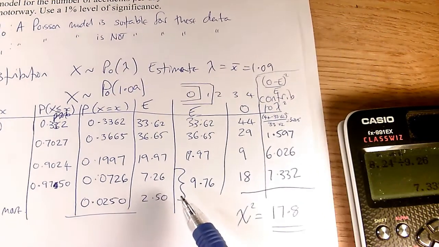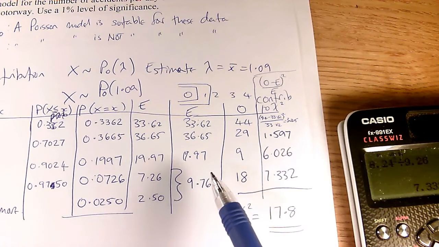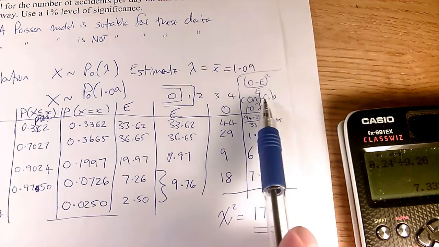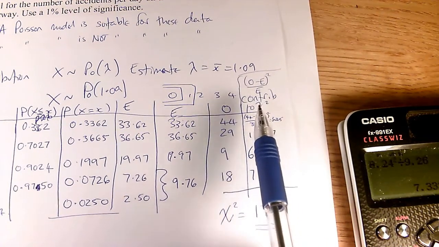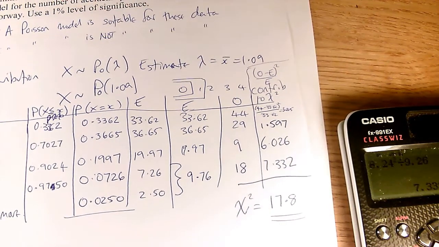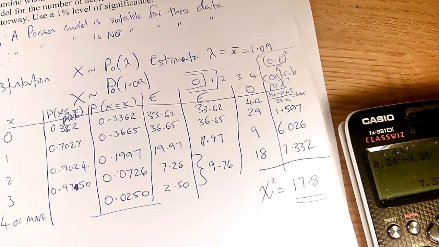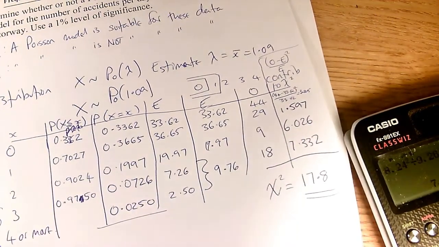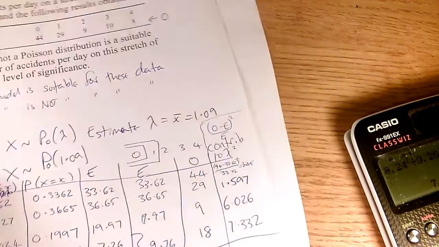Okay? All right, and then we went through and compared the expected with the observed using O minus E squared all over E and adding them up. So that's where my 17.8 came from. Right, now on to the critical value. So I've got a chi-squared distribution. I need to know the degrees of freedom for the chi-squared.